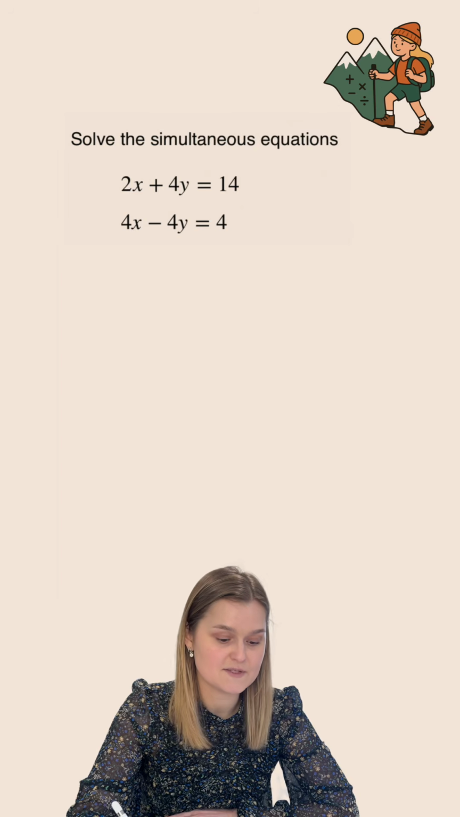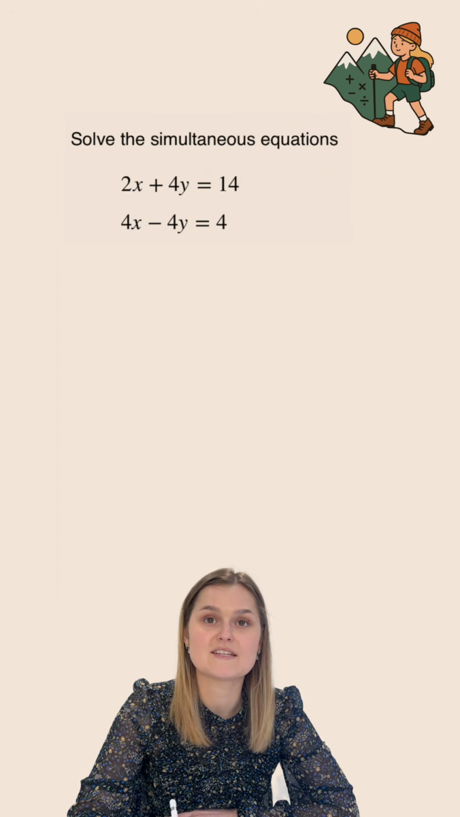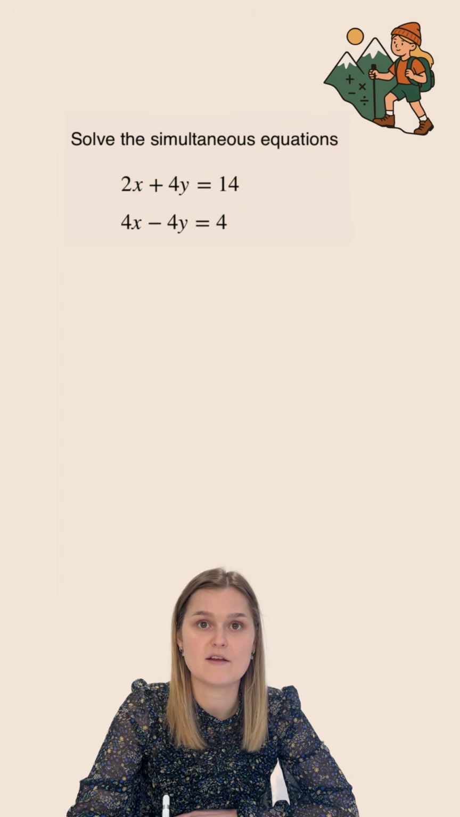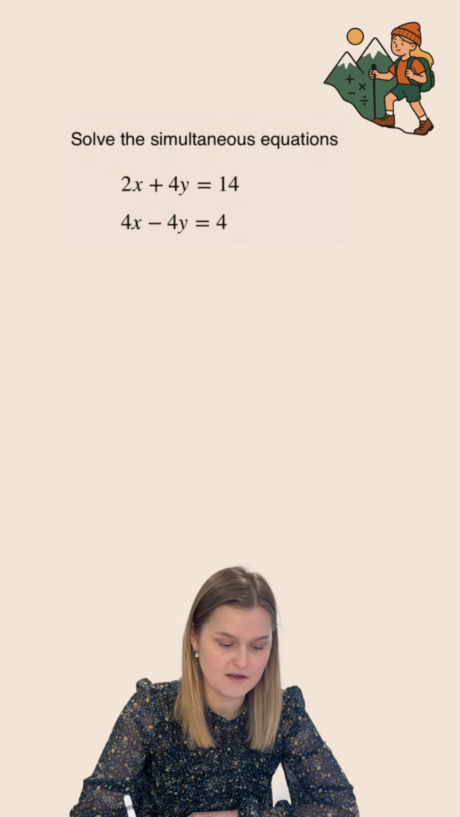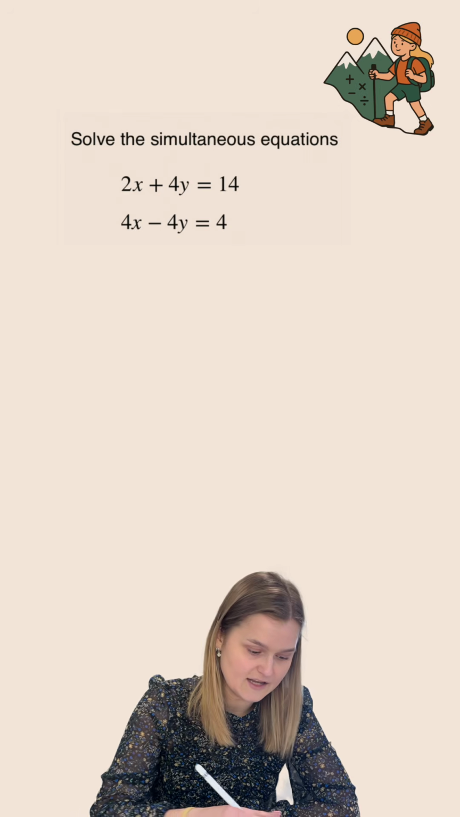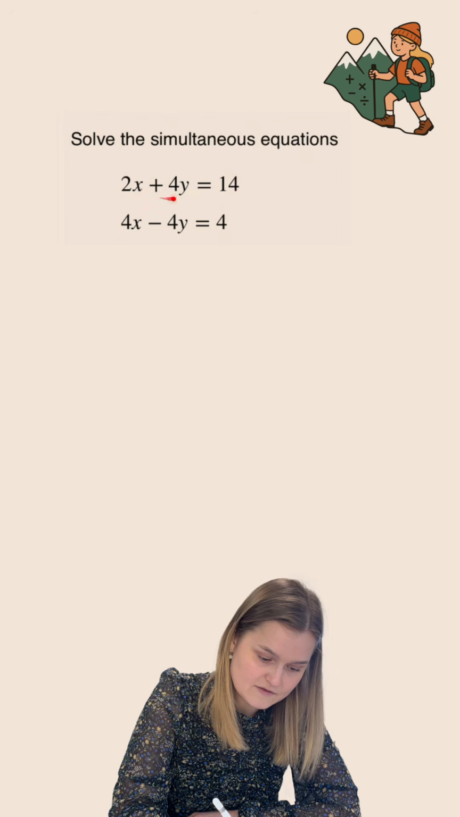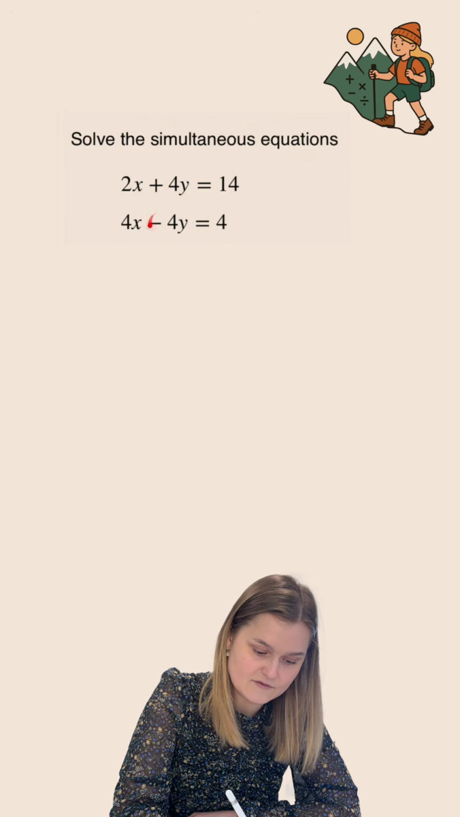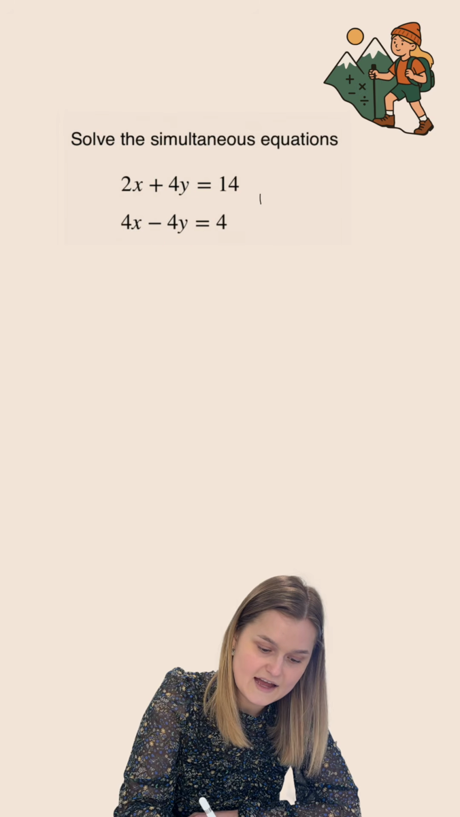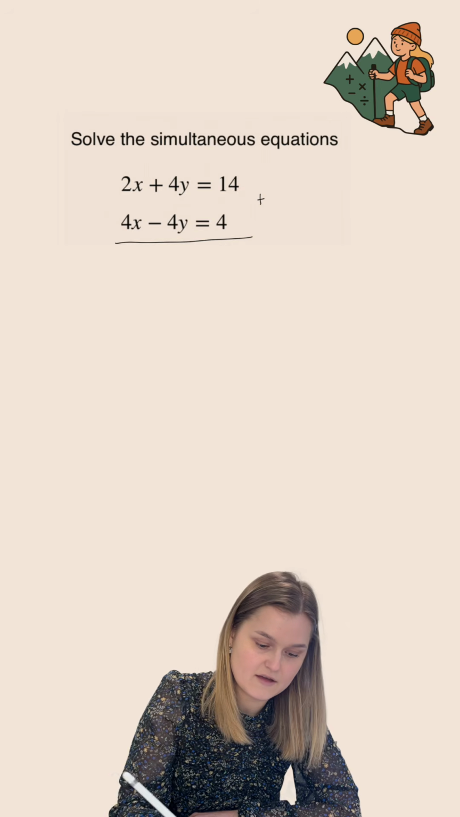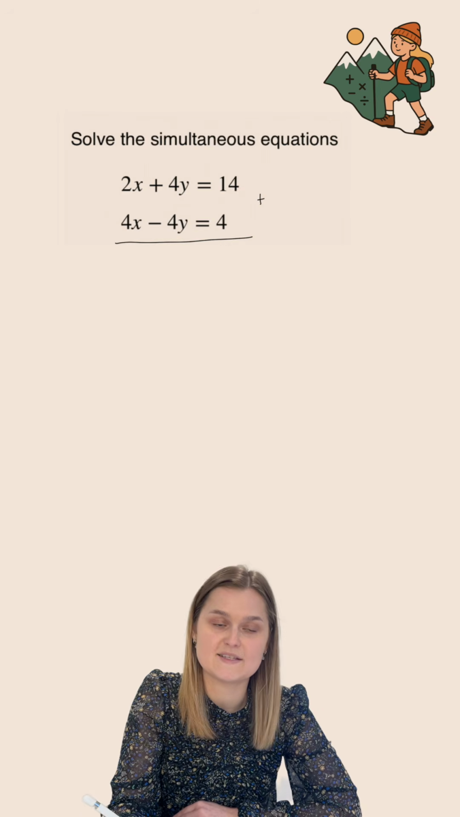What we're trying to do is eliminate either the x or the y variable. That means we want to do something with these equations that will allow us to get rid of one of these two variables so that we can solve and find the other one. Now for this particular question, we have a plus 4y here and a minus 4y here. So if we add these two equations to each other, the y variable will disappear.